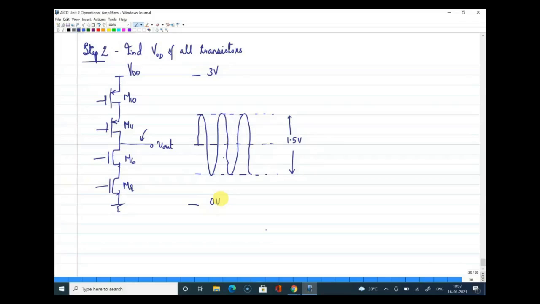Amitesh, are you there? Can you tell me what is the voltage left out here? Sir, it would be VDD minus all the overdrive voltages, sir. But overdrive voltage we need to find now. How will I find overdrive voltage? Don't know, sir.